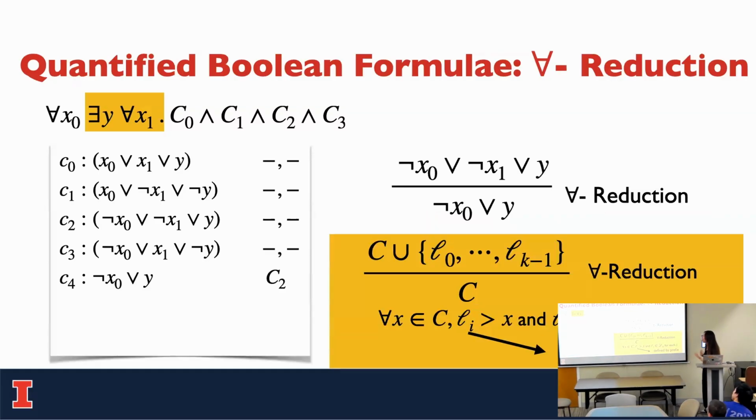In general, if you have a clause that has a bunch of existential literals and forall quantified literals, you can remove all forall quantified literals as long as their order is greater than the existential literals. So basically you can remove all literals after the largest existential literal. Okay, that's in general the forall reduction rule. And the order is defined by the prefix. Okay, that's forall reduction. We already got one clause.